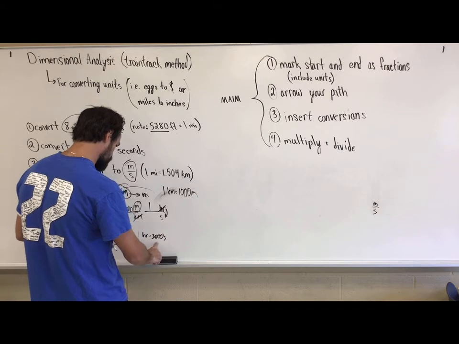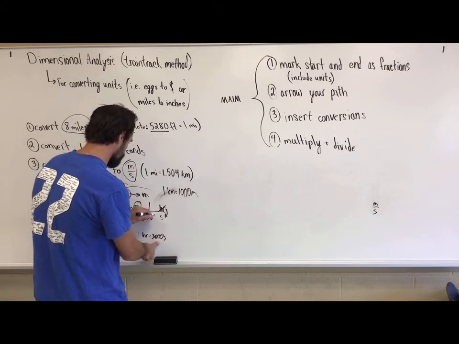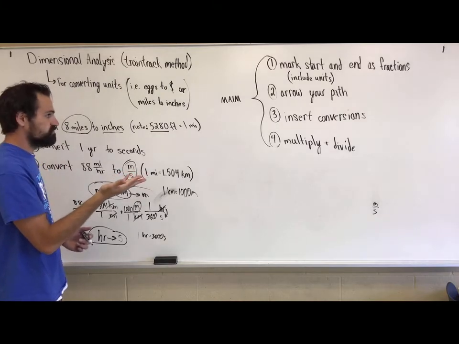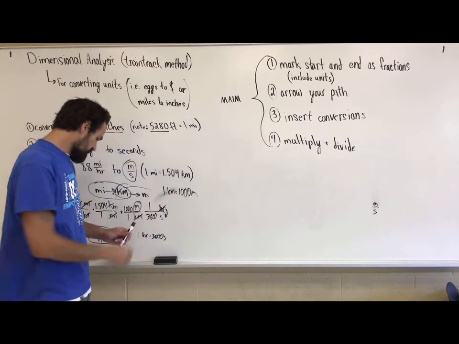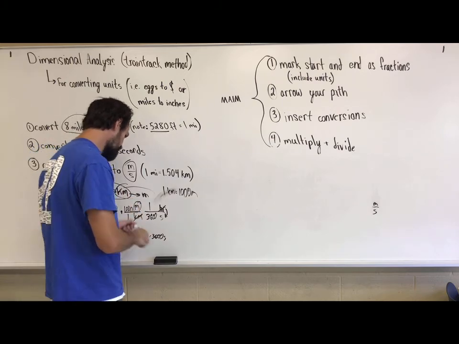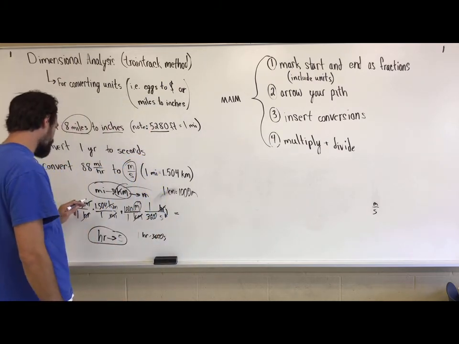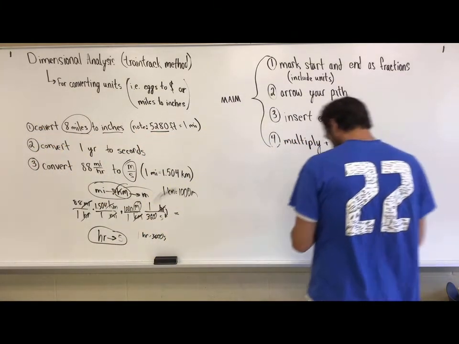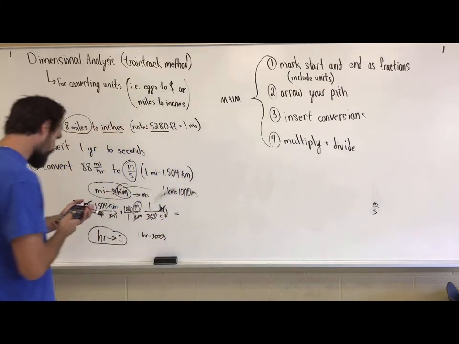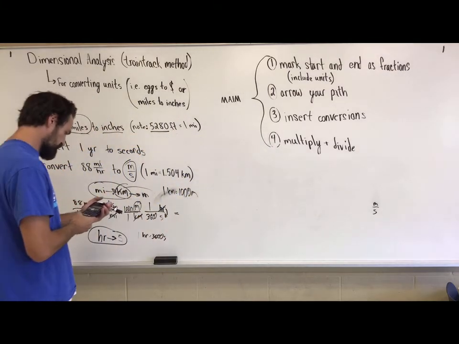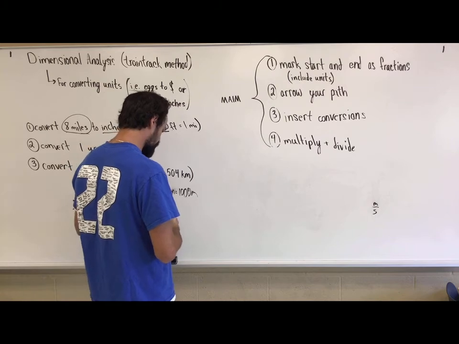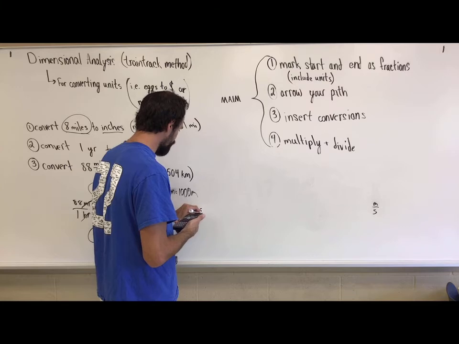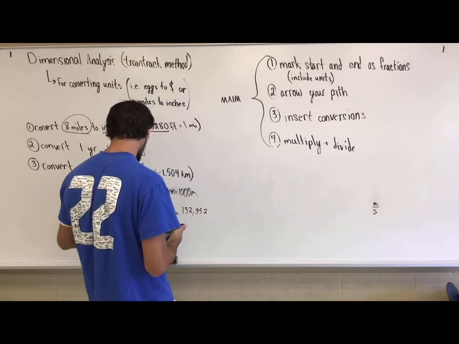1 hour, 3,600 seconds. And now multiply and divide. So let's multiply our numerators. We have 88 times 1.504 times 1,000. And when you multiply those, you're going to get 132,352. And what unit wasn't canceled out?